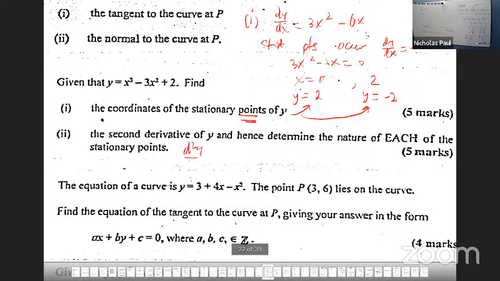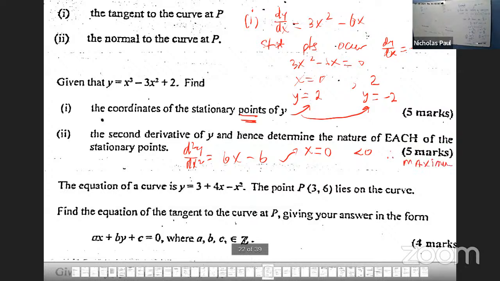Next, find the second derivative of y. So d2y/dx squared. What is the second derivative? It will be 6x minus 6. Nice. And then determining nature, what to do? You plug in the x values. Plug in x is 0 and you will get less than 0. So therefore, maximum.